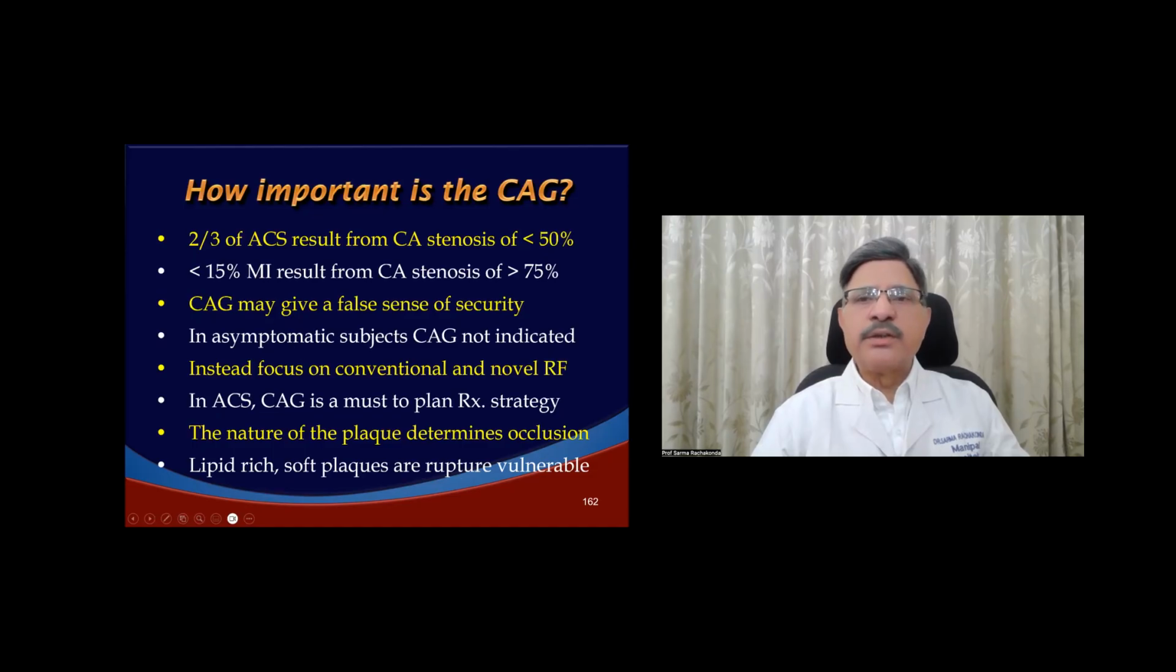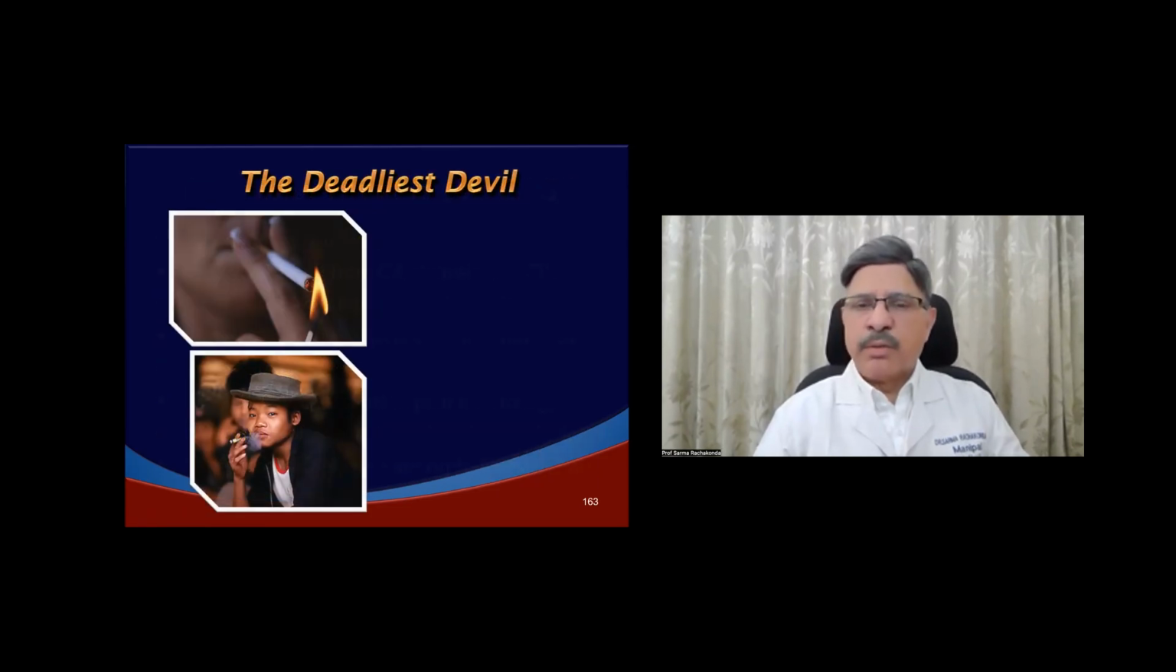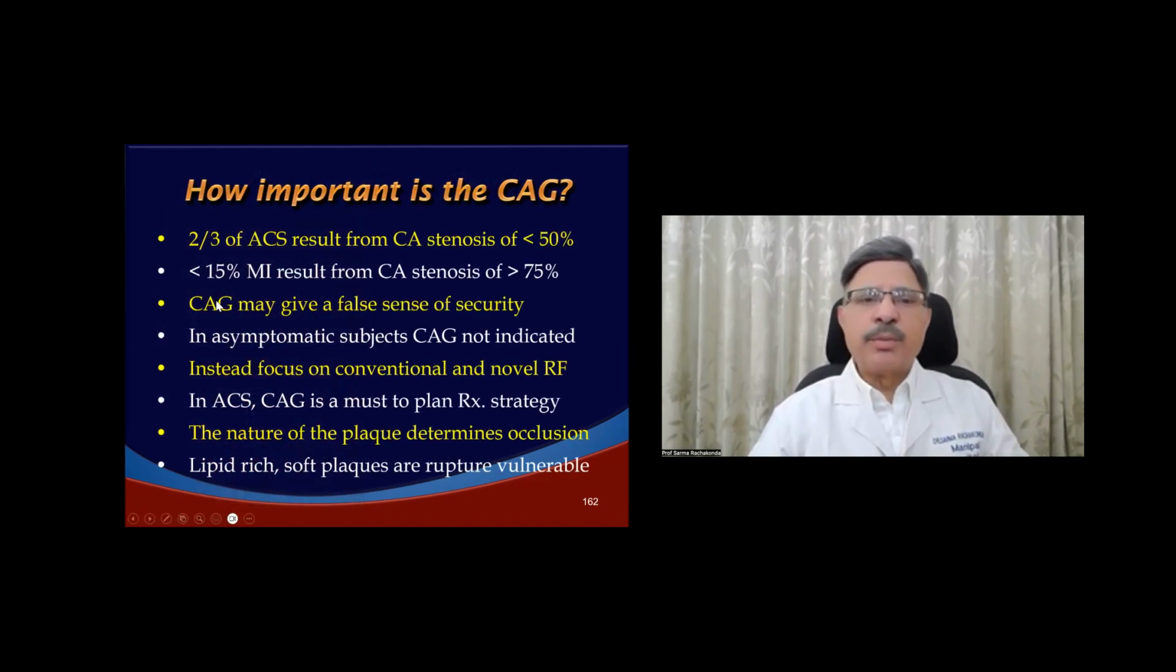How important is CAG? Two-thirds of the ACS results in coronary artery stenosis of more than 50%. We know we don't see that in many patients, but we see mostly less than 50%. CAG may give a false sense of security. In an asymptomatic subject, CAG is not indicated. Instead, focus on the conventional and novel risk factors. In ACS, CAG is a must to plan a treatment strategy.